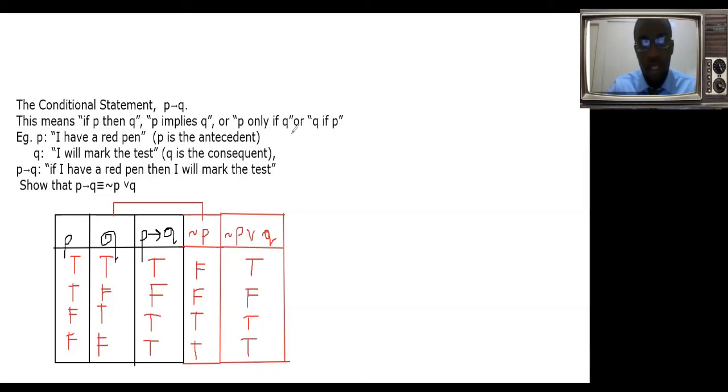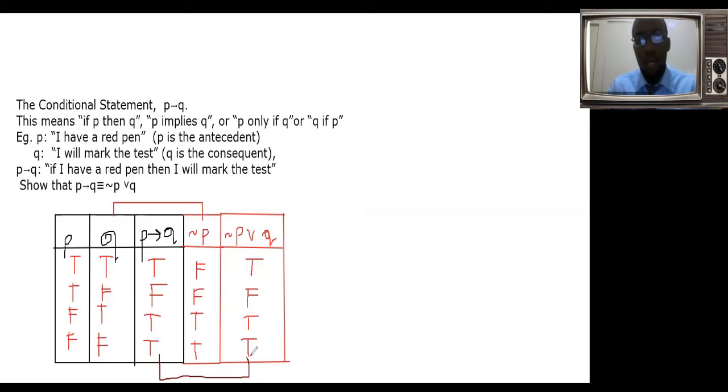Now what I want to look at is P implies Q, the result from this column right here. Look at it. It's exactly the same as this right here. And so the result of P implies Q is exactly the result of not P or Q. And so we say that P implies Q is logically equivalent to not P or Q. So these two statements are logically equivalent.